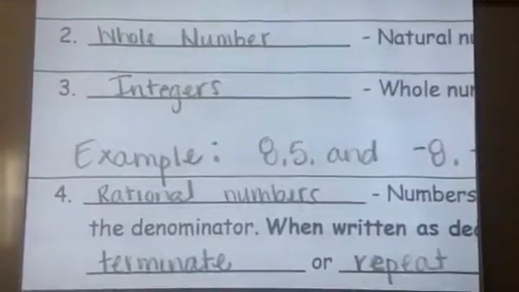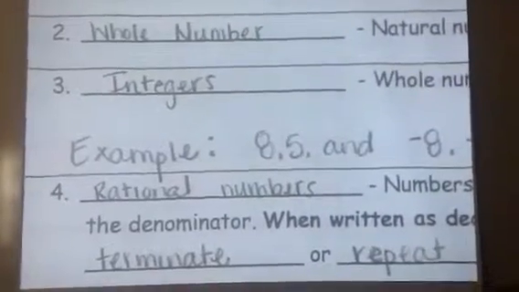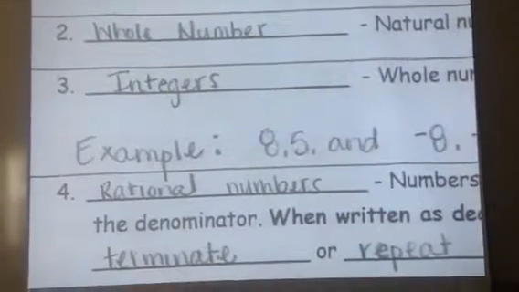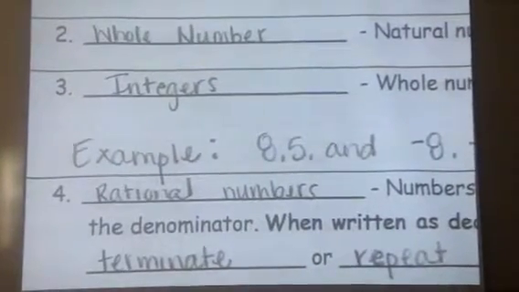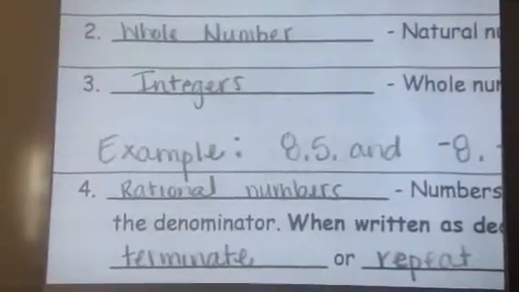Your integers are your whole numbers, so 0, 1, 2, 3, 4, 5, 6, 7, and so on. And then the opposites of all of those. So not only positive numbers, but negative numbers. So -1, -2, -3, -4, -5. Those are your integers. So whole numbers and their opposites.